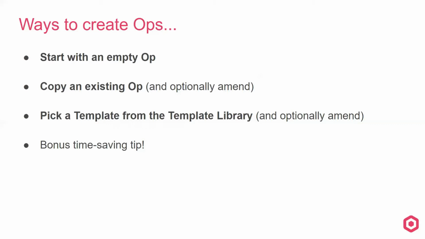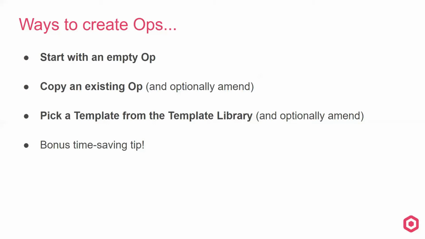There are several ways you can create ops in our system. The first one is just to start with a blank and empty op, and you can create your op from scratch. The other thing that you can do is take a copy of an op that you've already created, and then you can optionally amend that to fit your needs. And then the last option we just mentioned, which is to pick an op from the template library and again amend that as you need to.